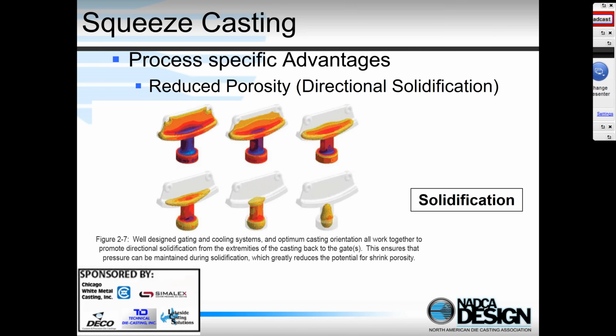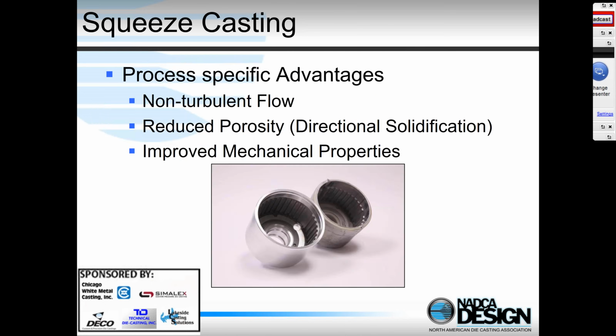This is a similar simulation, but instead of looking at fill, now we're looking at solidification. And you can see we start to solidify the extremities of the cavity, and we want to solidify it back towards the runner, the gate, and the biscuit. So as we continue to push on it, we can feed and eliminate shrinkage porosity in our castings.